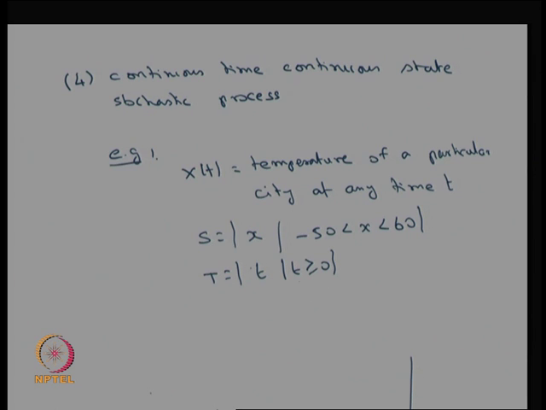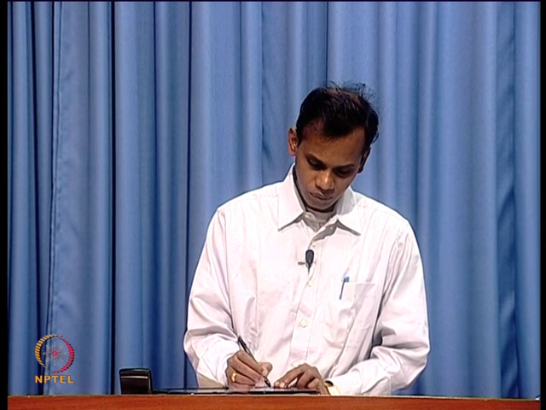Therefore, this collection of random variables will form a continuous time, continuous state stochastic process. Let me give one more example of the same type, the fourth type. Example 2: X(t) is going to be the content of a dam observed at any time t.